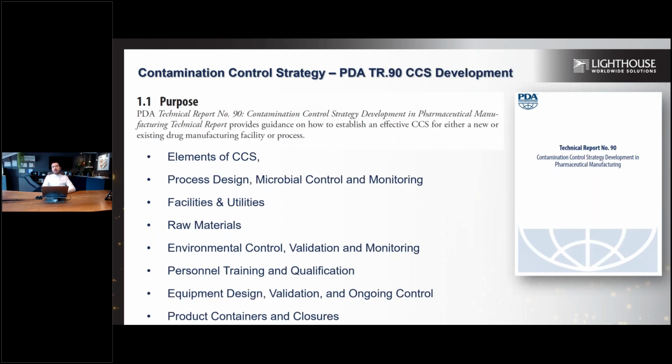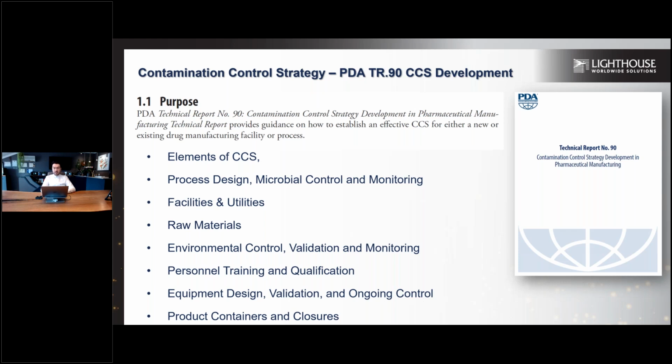So PDA came up with a new technical report, number 90. This is about contamination control strategy development in pharmaceutical manufacturing. This technical report provides guidance on how to establish an effective contamination control strategy for either a new or existing drug manufacturing facility or processes. That's a very good document because there are lots of examples on how to execute it. You can visit the PDA website in order to buy this document.